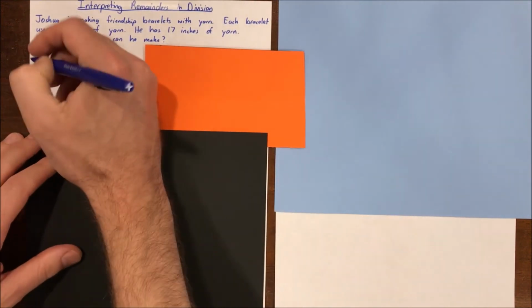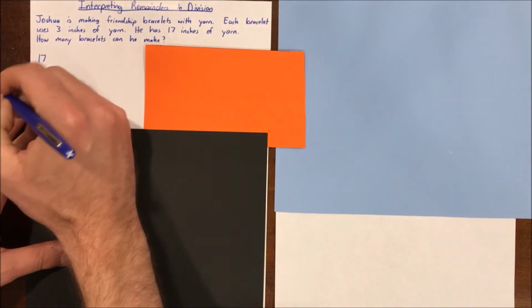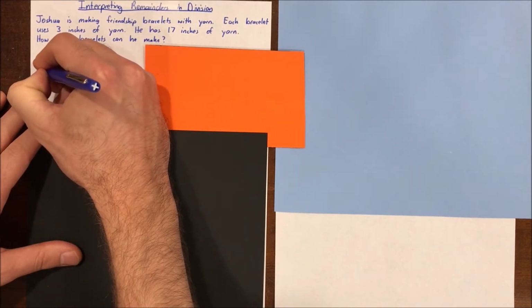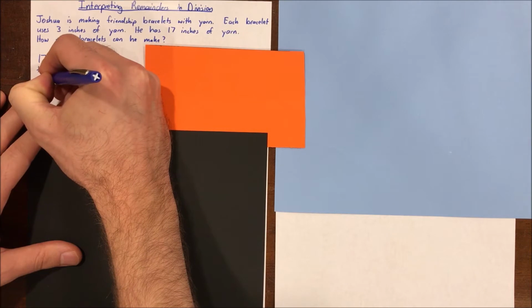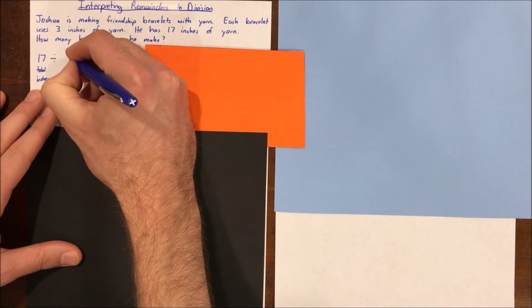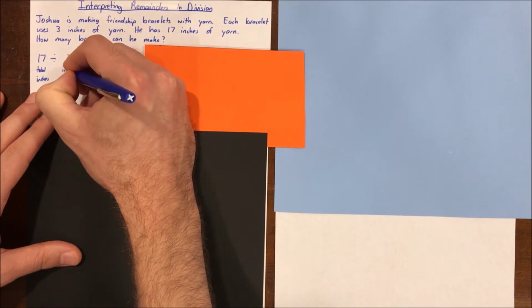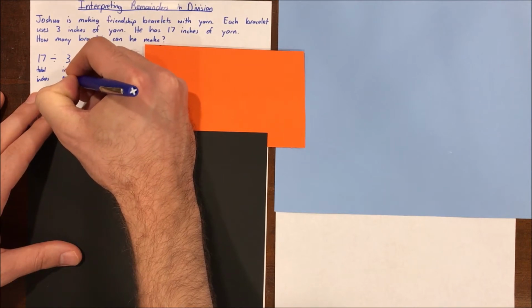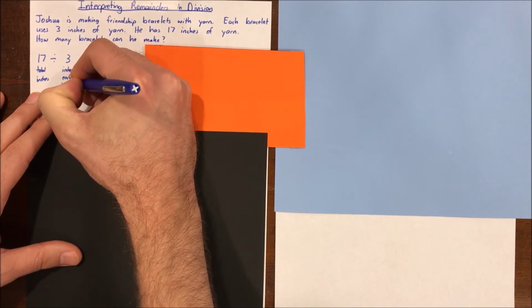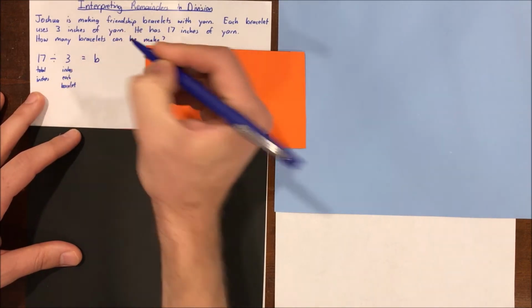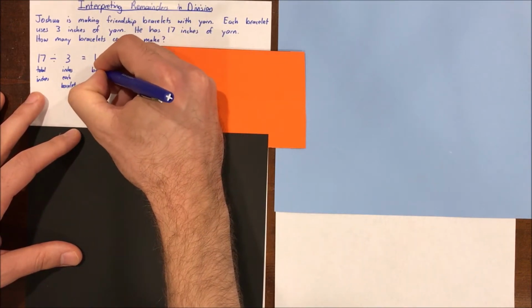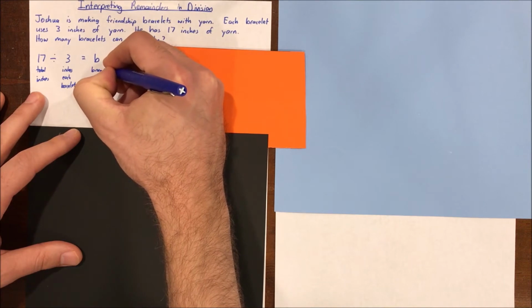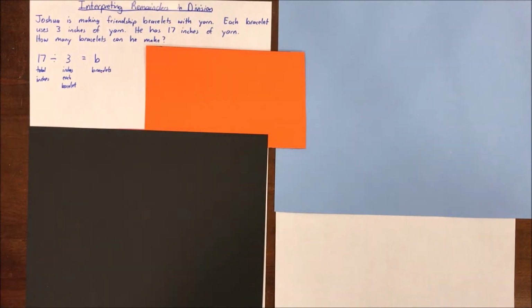Yeah, so in this problem, we've got a total of 17 inches of yarn. And it's being divided right into groups of 3 inches for each bracelet. And we want to know, we'll call it B, how many bracelets can be made. Why does division make sense as one possible way to represent this story? Say it out loud.